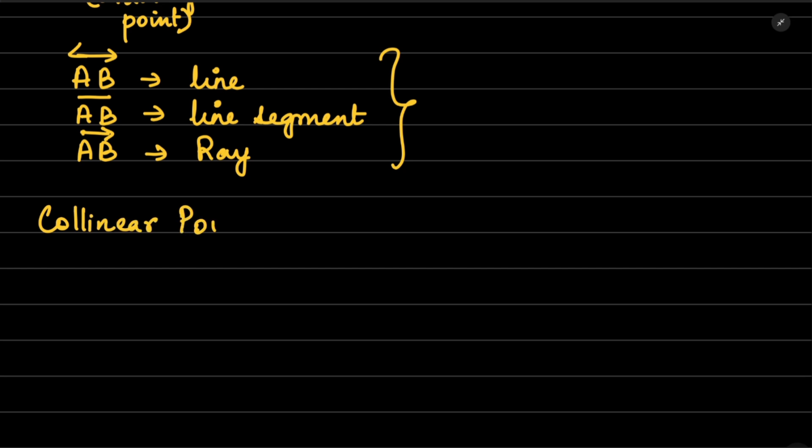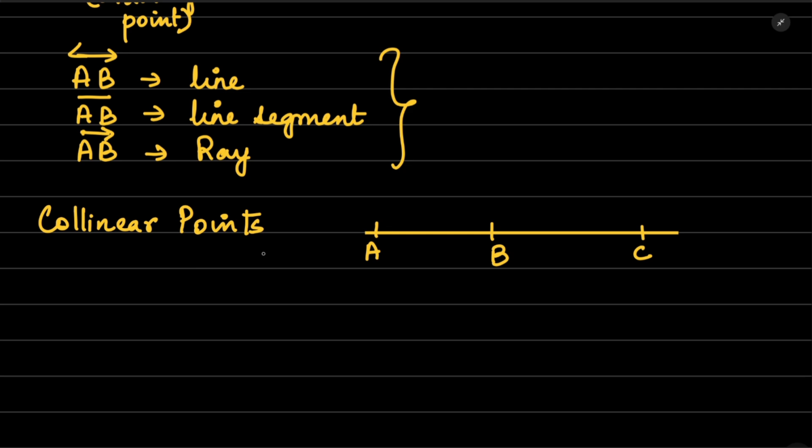Collinear points. If you have three or more points that lie on the same line, say for example I have drawn a line and you have points A, B, C. All the three points lie on the same line. Then these points are called collinear points.